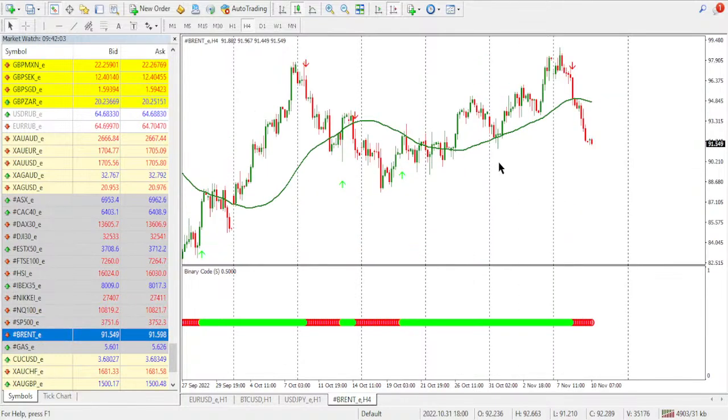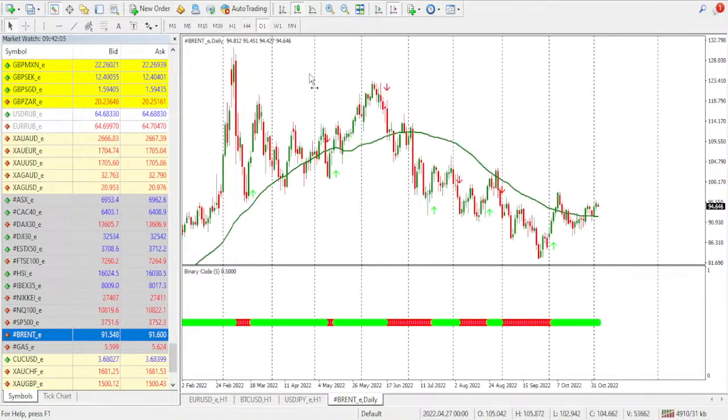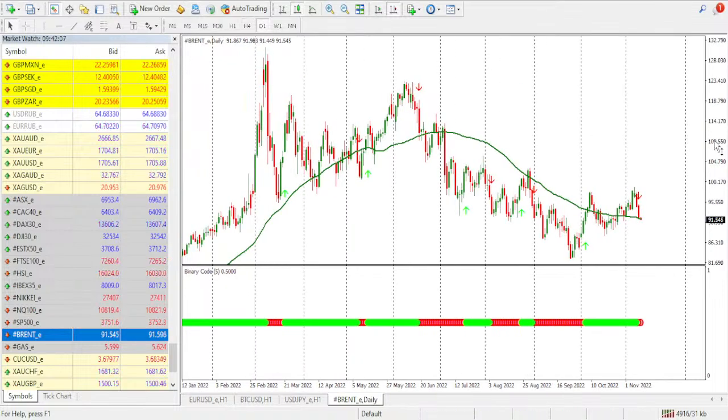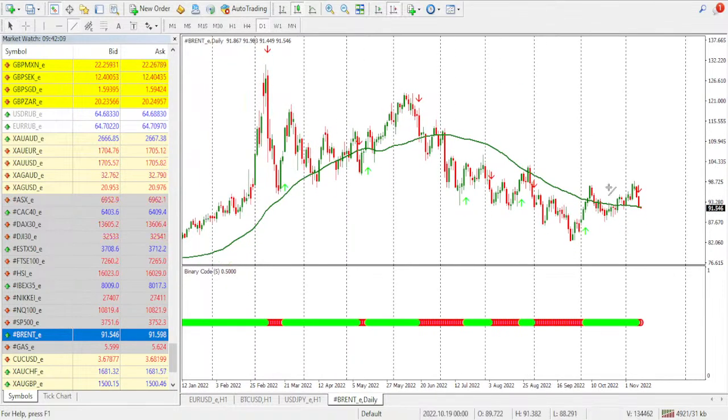My next chart is Brent oil. It looks like this is bearish. We are in some downtrend. So we have a very good trend line. This was a contracting wedge formation.